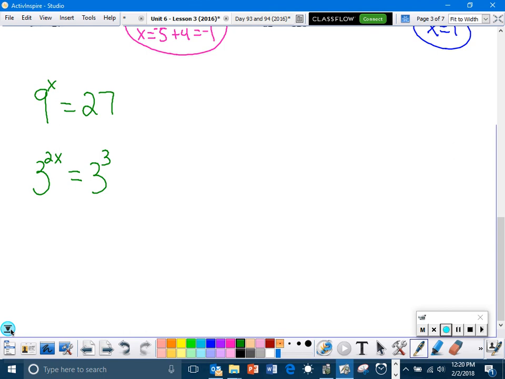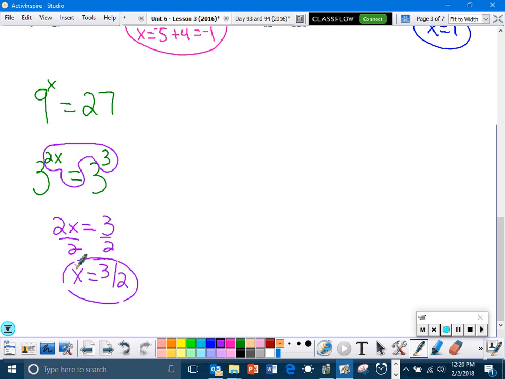Now, since they are the same base, all we have to do is take the two exponents and set them equal to each other. We can drop the bases. Now I divide by 2, and I find out my answer is 3 over 2. Whoa. Okay, I'm going to check the answer. My calculator's frozen, so I can't use it, but if I take 9 to the 3 over 2 power and type that into my calculator, I'm going to get 27. Pretty cool, huh?